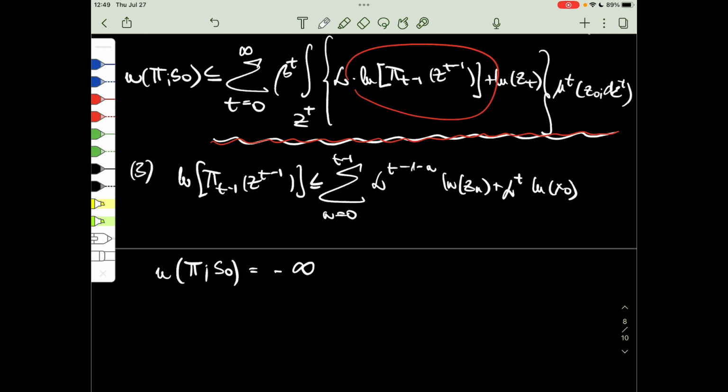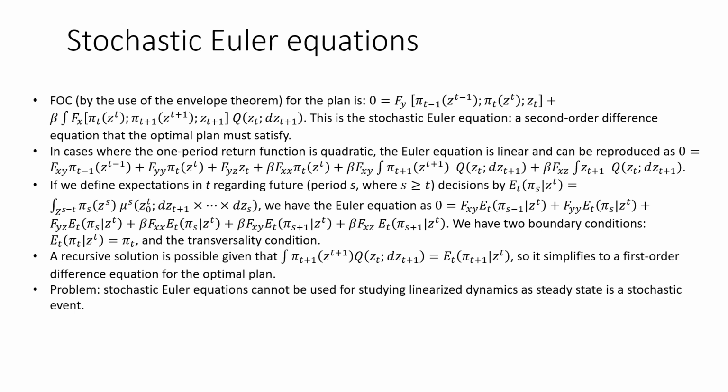It was tough. Approaching the end of this lecture, let's have a few words about stochastic Euler equations. In one way, these stochastic Euler equations are very useful, and they are used very often, but in another sense, their use is limited. If we have a stochastic Bellman equation, it's easy to have the first order condition, which leads to a stochastic Euler equation, which is practically a second order difference equation. It's very useful, because an optimum policy must satisfy the Euler equation.